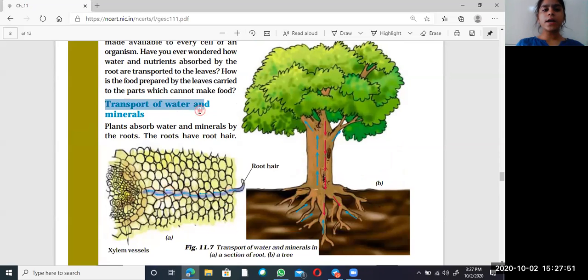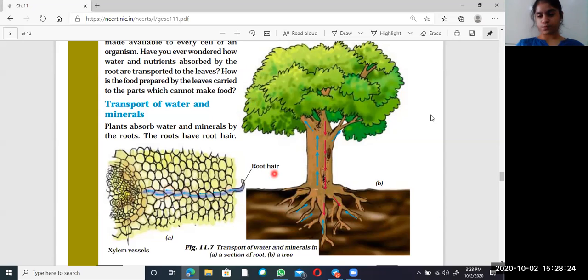Transport of water and minerals in plants. Now you all know where the plants get water from. Obviously from their roots. So the plants get water from their roots, right everyone? So now how does this water which they carry from the roots go up along the whole plant? As you can see here, this water is getting transported from the roots. The roots get the water, and now it's going up to the other parts of the plant.